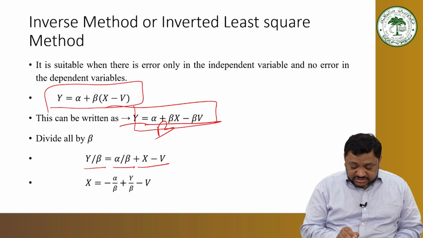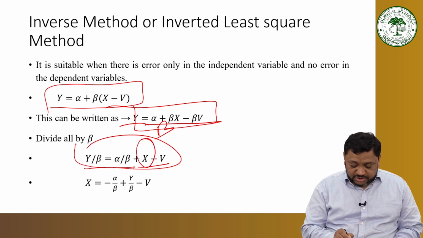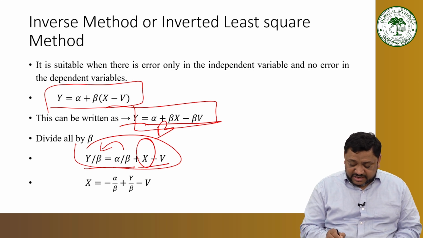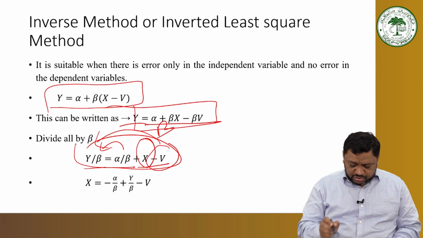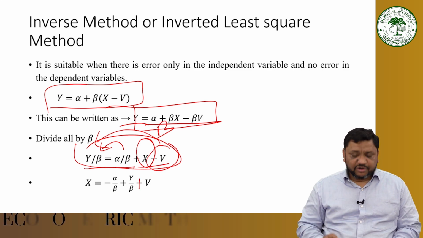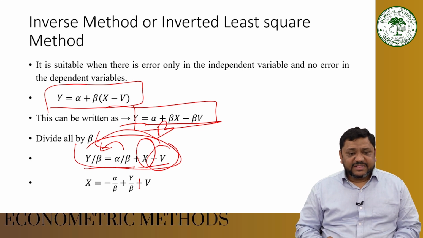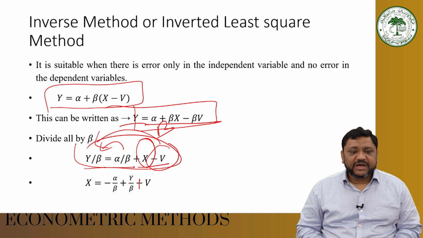Now, we write this entire equation in terms of x. So, this goes to the left hand side and becomes minus alpha by beta. This minus v also goes to the left hand side, but it becomes plus. There is a mistake over here, so it becomes plus. So, we can say that x is equal to minus alpha by beta plus y by beta plus v.